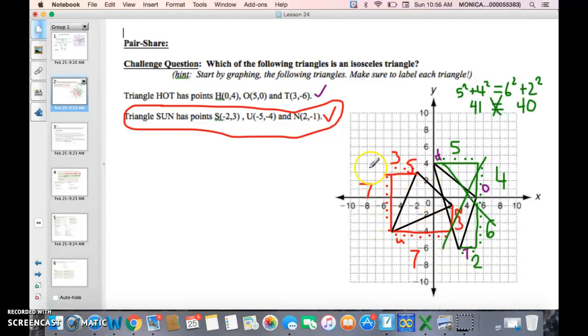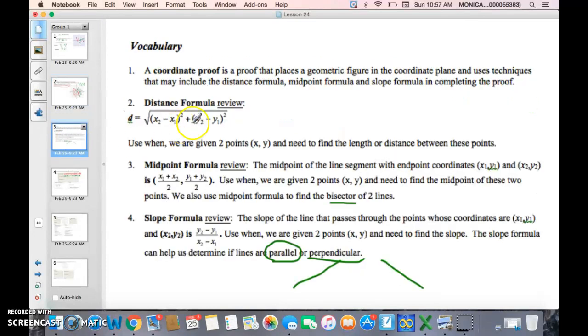So then I went ahead and did the same thing for SUN, and I noticed that the length of this side right here was 3 squared plus 7 squared, and then the length of this side right here was also 3 squared plus 7 squared, knowing that's going to come out equivalent. It'll be the square root of 58 here and the square root of 58 here. So I knew that this, in fact, was the one that was going to be my isosceles triangle. So in order to prove that, once again, I had to know my distance formula, and I had to know how to find slope, right? So I knew how to plug those numbers into the distance formula.